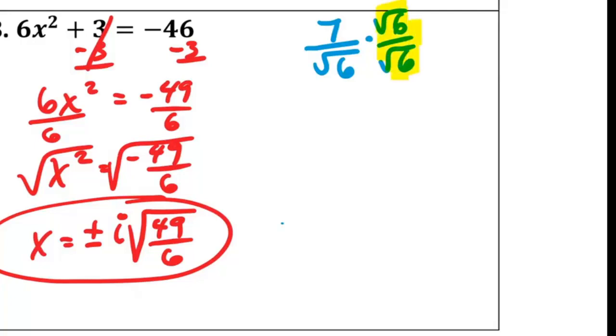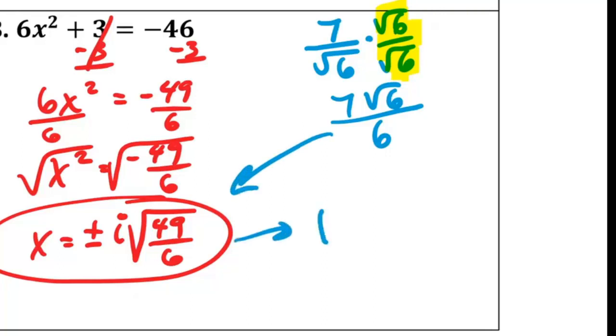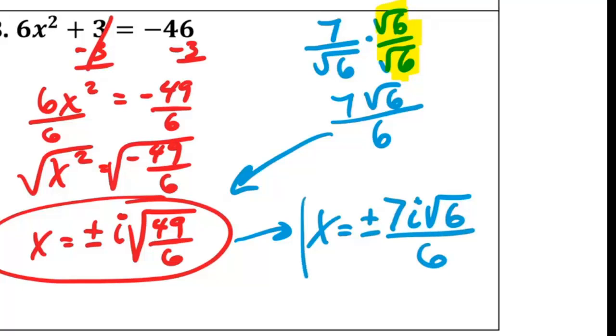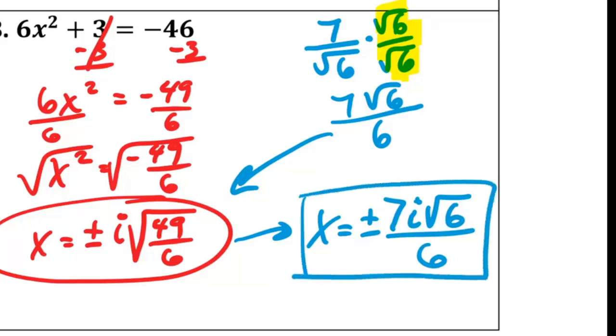This is the number 1 in highlight. 7 radical 6 on top, and on the bottom, since it's radical 6 times radical 6, it's regular 6. So, including that back into the final answer would give us a textbook answer of plus or minus 7i root 6 over 6. That would be the definitive answer, but I would take either one on a test at this point.